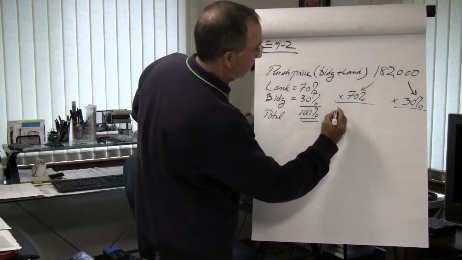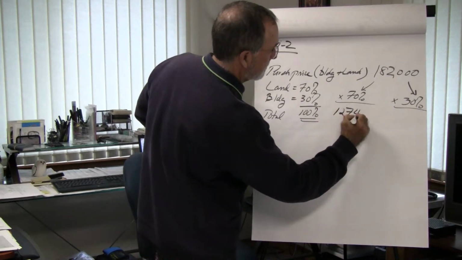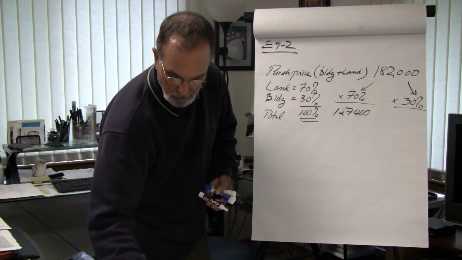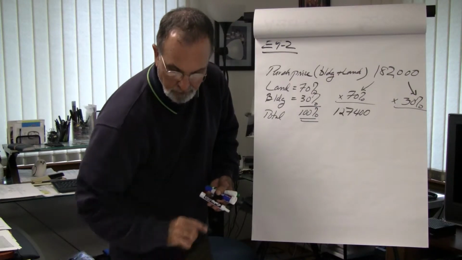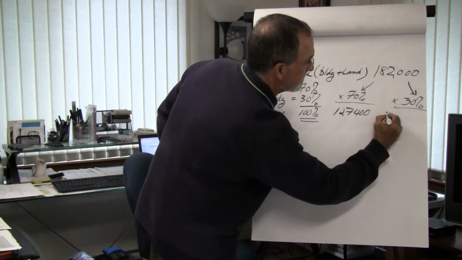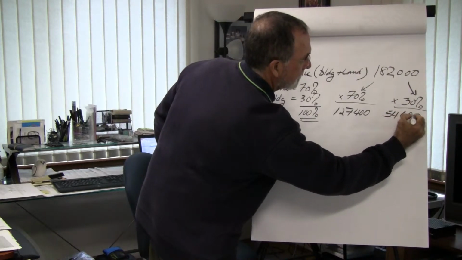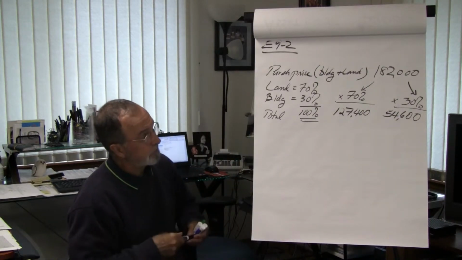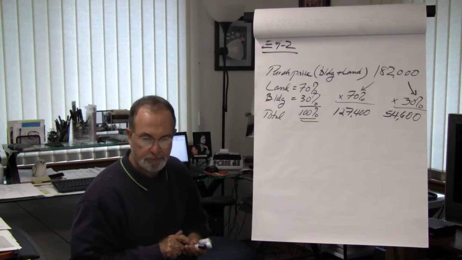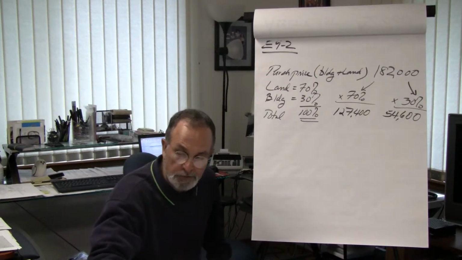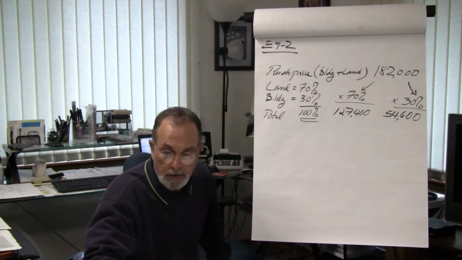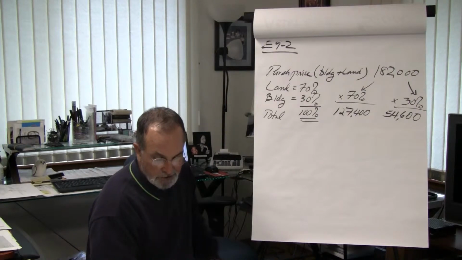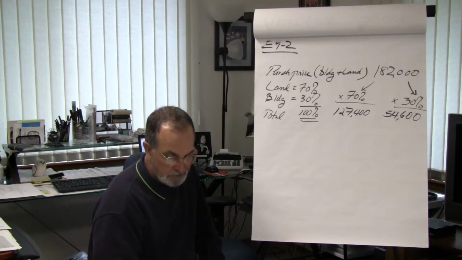So it's 127.4 for the land, and 54.6 for the building. And of course we'd want to add those two together and make sure they total 182,000. And I should probably do that. And we're okay.